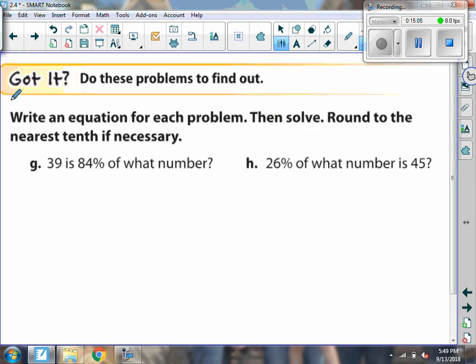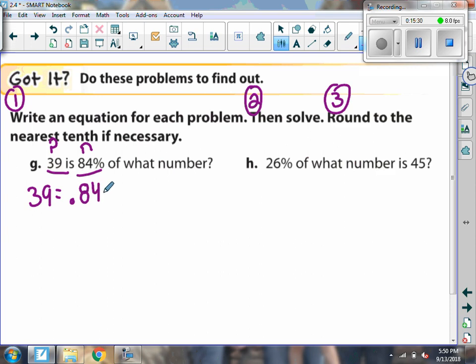So write an equation for each problem, then solve it, and round to the nearest tenth if necessary. So complete those 3 steps for these 2 problems, please. So 39 is our part, and 84 is our percent. So we have 39 is equal to 0.84 times W. So we divide both sides by 0.84.